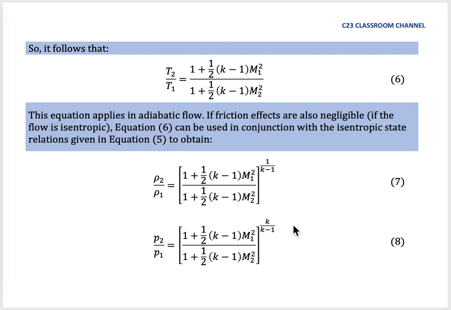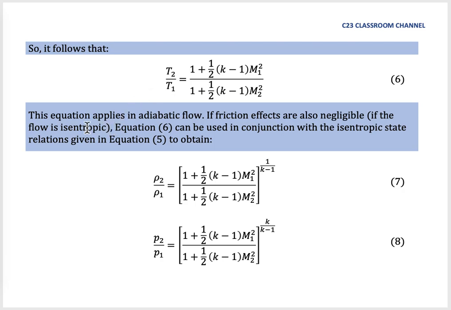So, and then we could rearrange the above equation, so we get T2 over T1 equal to 1 plus 1 over 2 (k minus 1) M1, the Mach number at point 1 squared, over 1 plus 1 over 2 (k minus 1) times the Mach number at point 2 squared. We call this equation number 6. This is the final equation to find the temperature at point 1 and point 2.